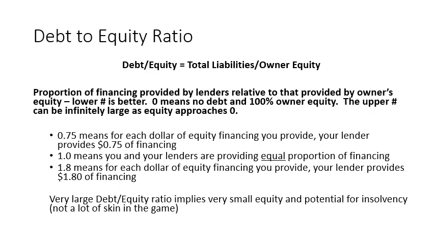So a low number, like a 0.75, means for every dollar of equity financing you provide, your lender is providing 75 cents of financing. A 1 means you and your lender are providing equal proportions of financing. And then higher numbers mean that the lender is providing more financing for every dollar you put in. A very large debt to equity ratio implies very small equity from the owner and a potential for insolvency, that you don't have a lot of skin in the game.